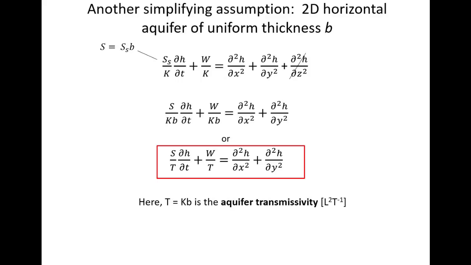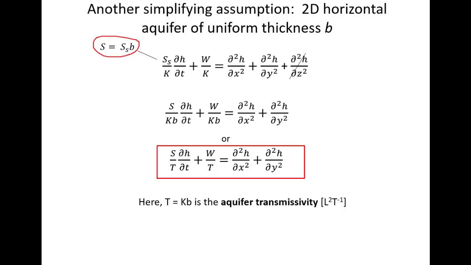Another simplifying assumption is just use a two-dimensional horizontal aquifer of uniform thickness. We're looking down at an aquifer that is of a thickness B. If we do this, we should recall that storage coefficient is the specific storage times B. So S instead of S sub S. So why do we do that? Well, in a moment you'll see.